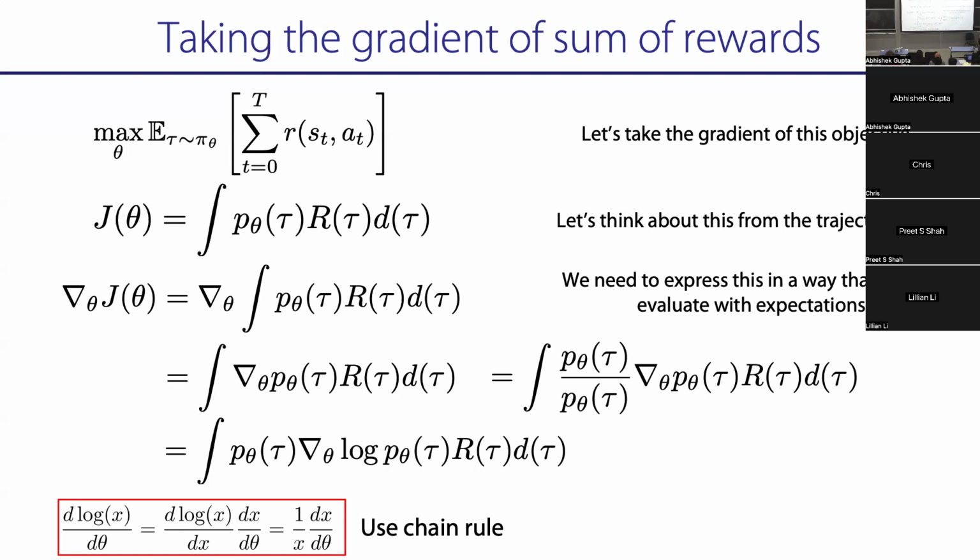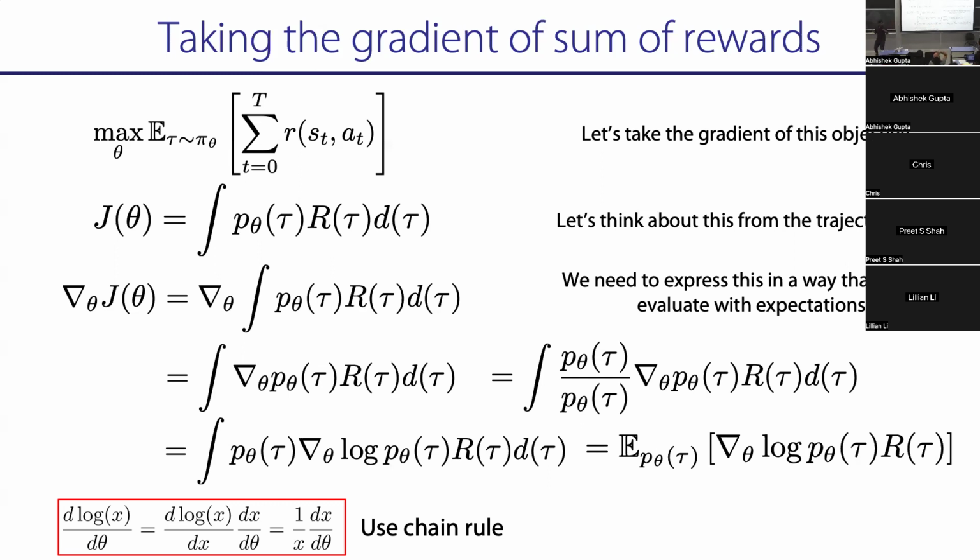The nice part about the way we've written this is that it's an expectation, which means I can rewrite it as the expectation over p theta tau of grad theta log p theta tau times r tau. So I've reconverted into something just like I did for supervised learning. Supervised learning is way easier because we just take the gradient of every log probability and average them all. What we've done here is convert the gradient of the RL objective into something you can take the expectation of.